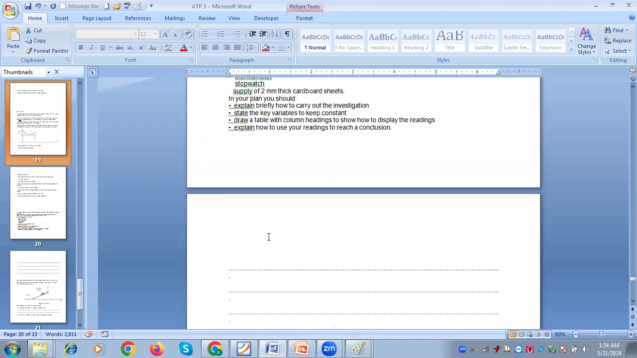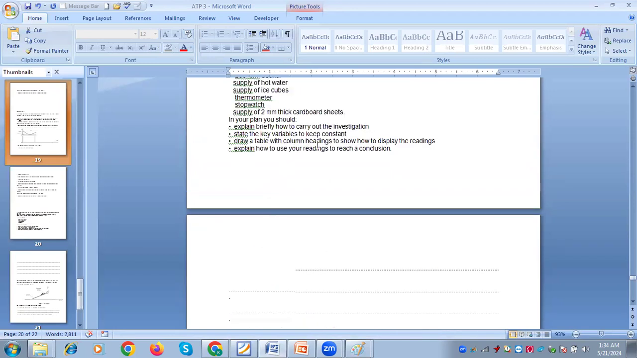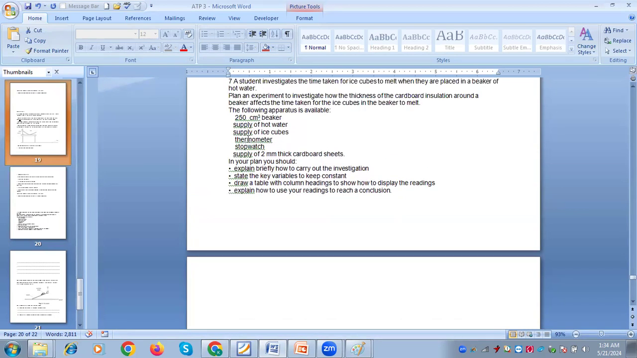No, it is not asked in this experiment. Are there any precautions? So we have done all the required parts of this question. Okay, key variables, the method, the apparatus required. So everything is done.